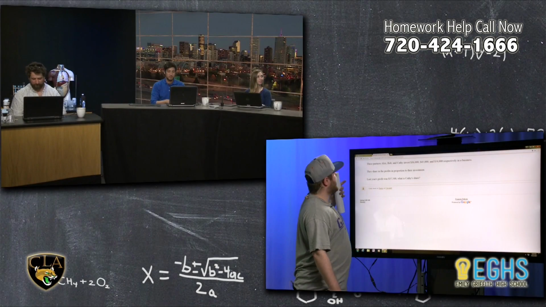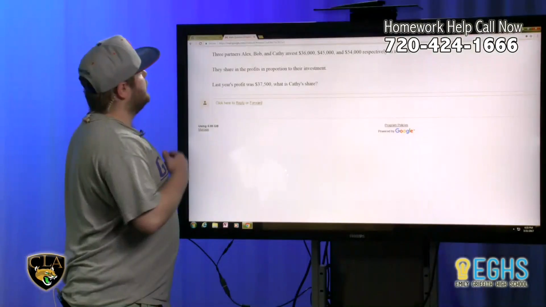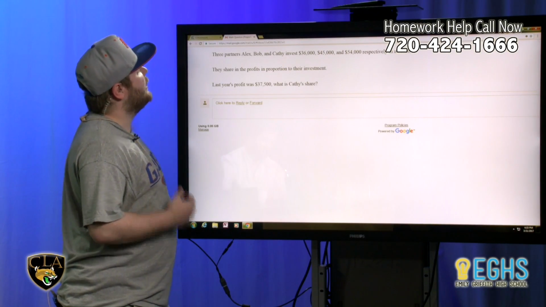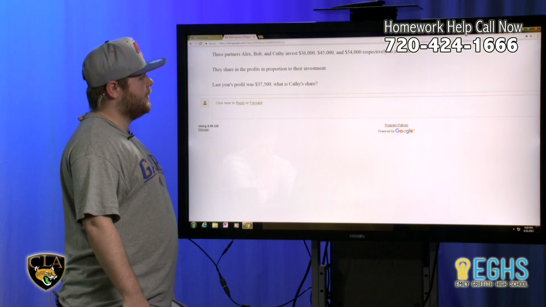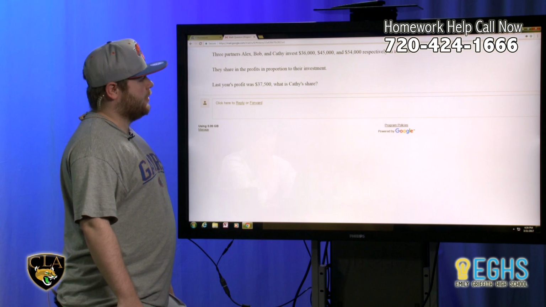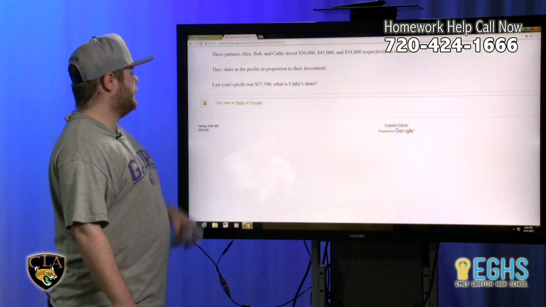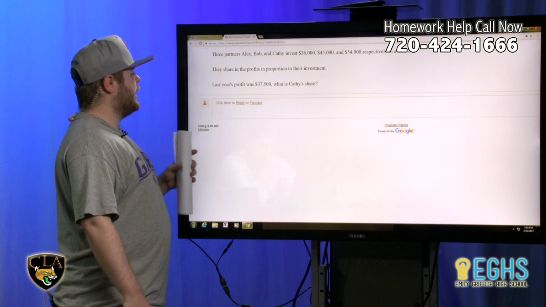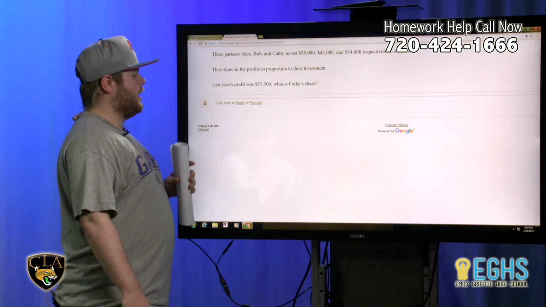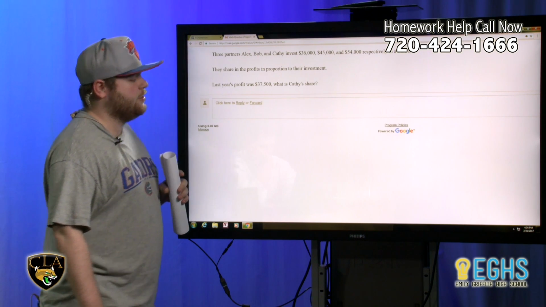So the first question we have is, I believe, a math question. It says three partners, Alex, Bob, and Kathy, invest $36,000, $45,000, and $54,000, respectively, in a business. They share in the profits in proportion to their investment. Last year's profit was $37,500. What is Kathy's share?